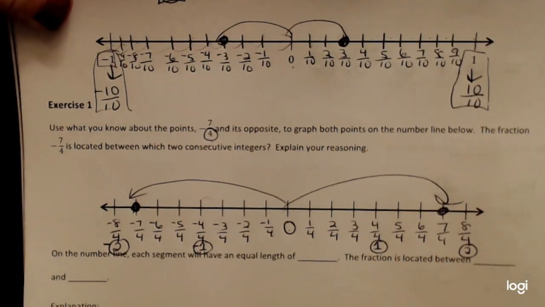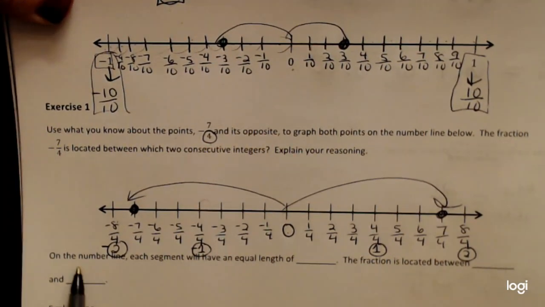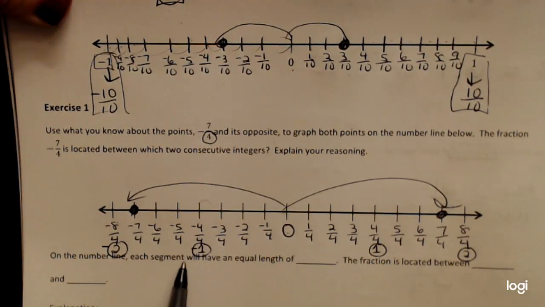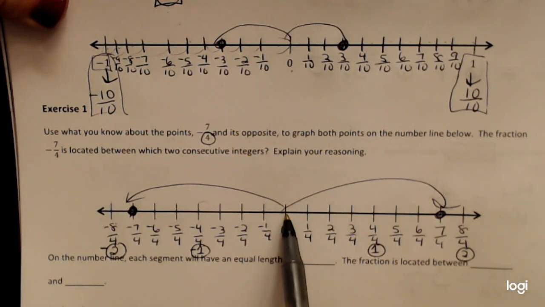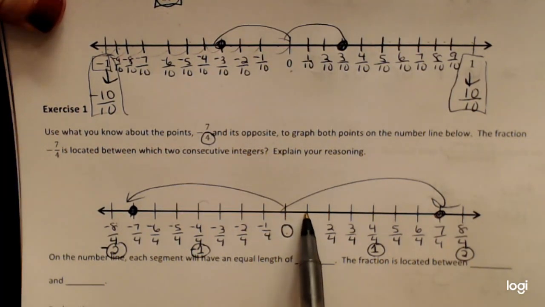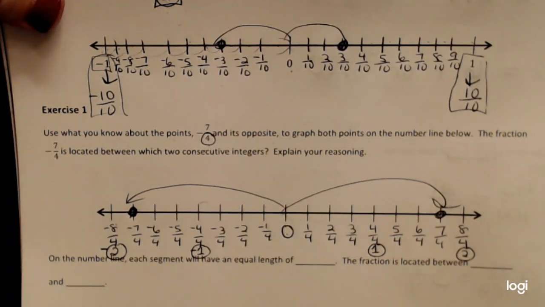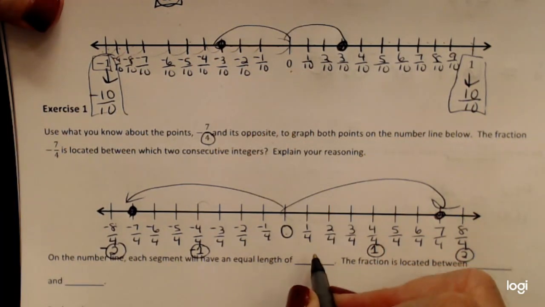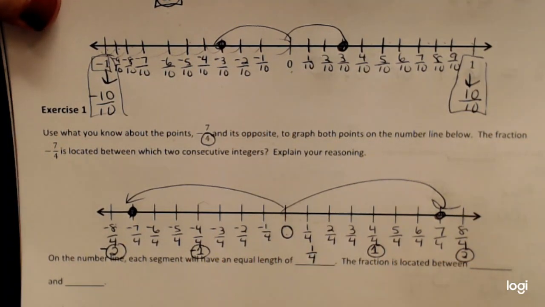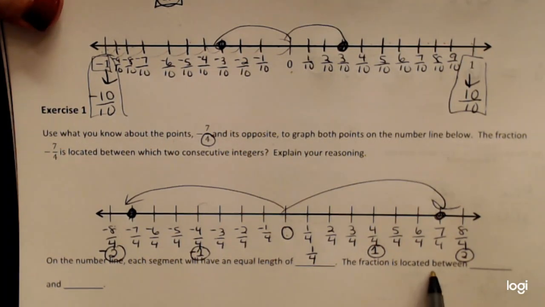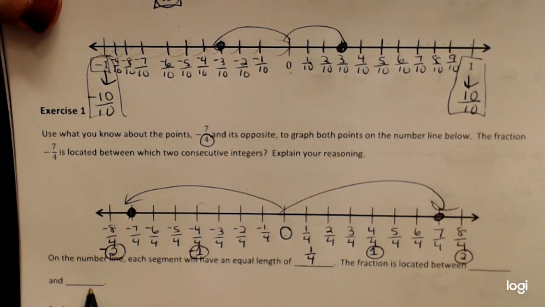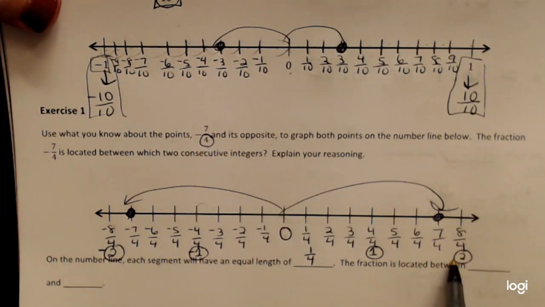Now, the reason I put those integers on there is because this next question says, on the number line, each segment will have an equal length of what? If I'm going from here to here, that was 1/4, 2/4. So each time I added another 1/4. So we'll put here, we're counting by what we would call fourths. That's what our number line was. The fraction is located between blank and blank. So we need to find that, which is why we wrote the integers here.